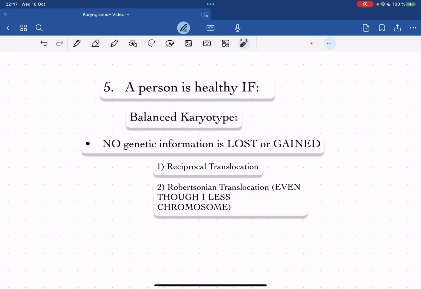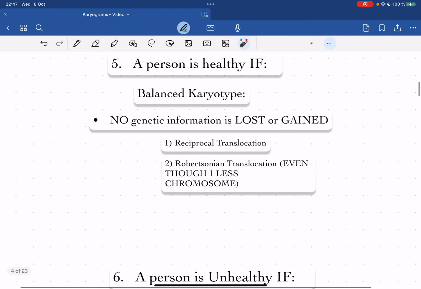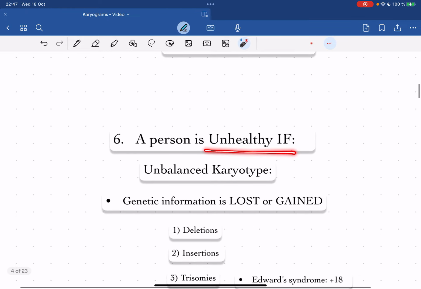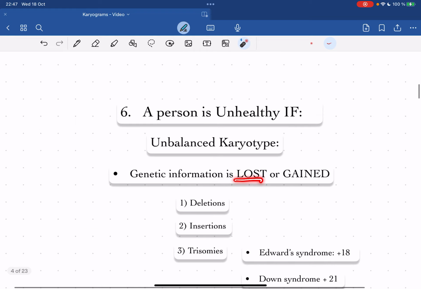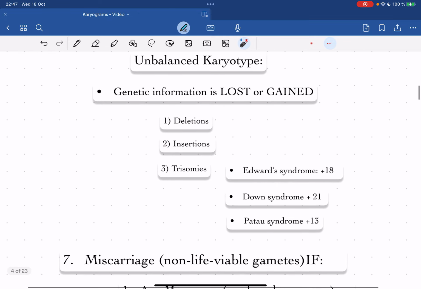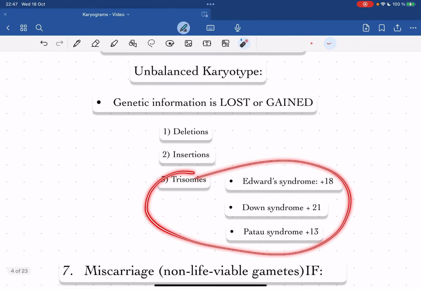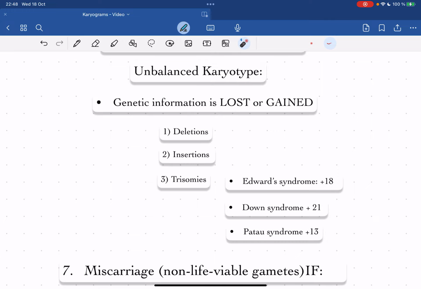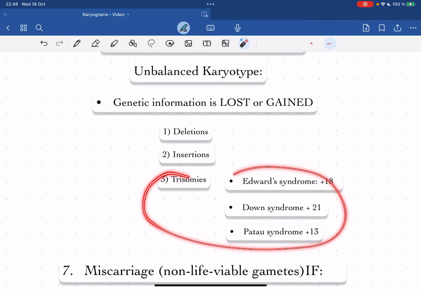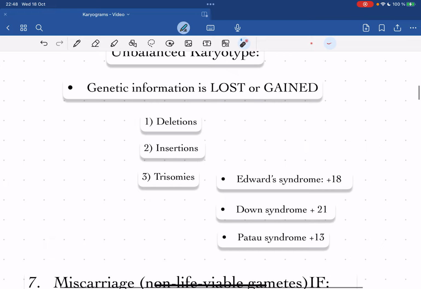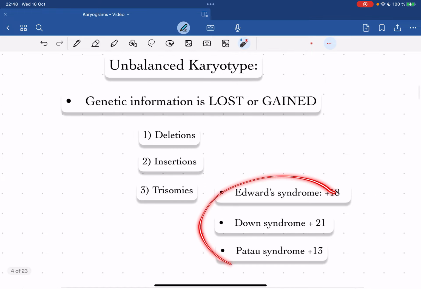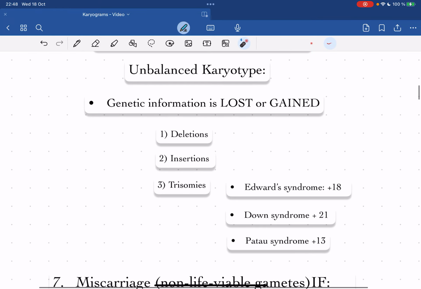Robertsonian translocation are healthy, while unhealthy would be anything lost or gained, which is of course deletion or insertion, which we just talked about, but also trisomies. So trisomies, and this is only for some specific trisomies. Remember, most trisomies and monosomies.